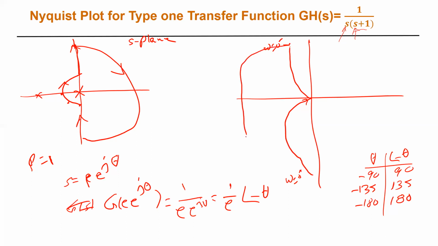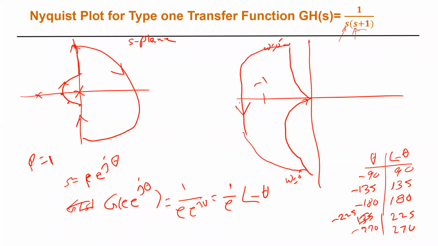Clockwise. Then since I'm going in this direction, it's going to be more than 180. Minus 225, this will be 225. And finally, if I am at minus 270, this will be 270. So basically, this is the path which I'm going to have. And this is the minus 1.